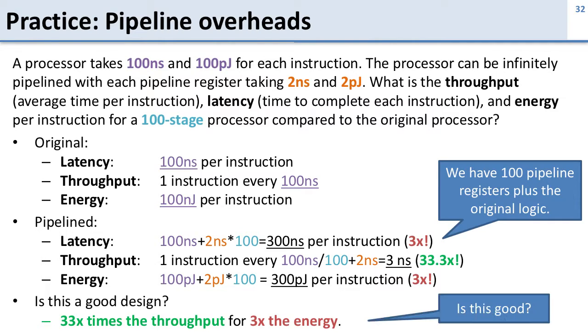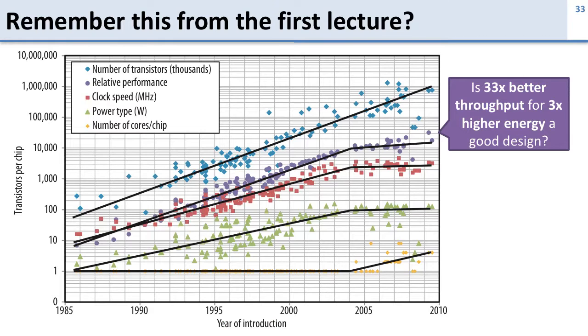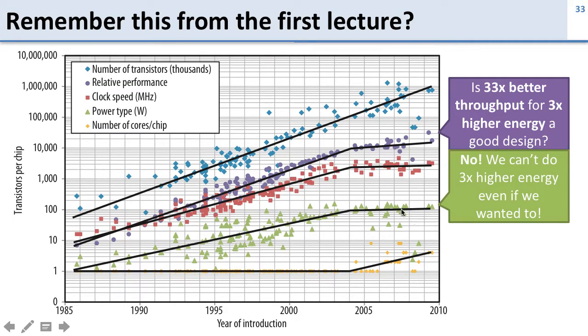And to answer that question, go back and look at what we saw at the beginning of class. So we saw this graph here, and this was showing how things changed over time. And the question is, is 33 times better performance for 3 times energy a good design? And if you look at this here, we can't even do 3 times energy if we wanted to. So this is a terrible design. We can't get 3 times energy, we can't afford it. So even if 33 times better throughput sounds great, we can't afford the energy to get there.